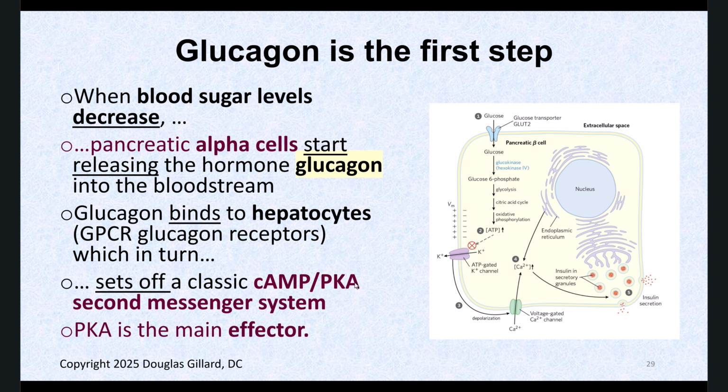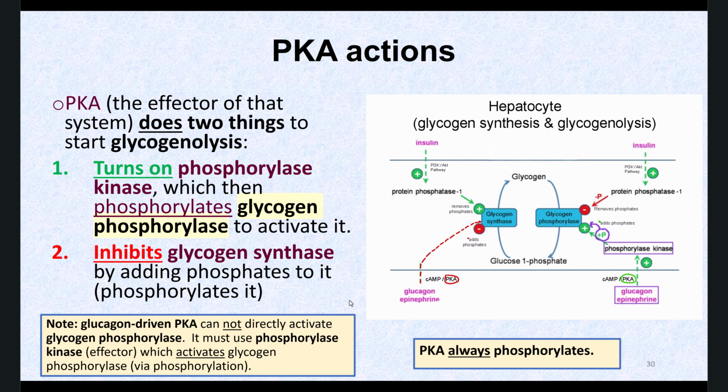And PKA, I'm just going to call it that from now on, that's the effector. That's the one who does the dirty work. So now we're going to talk about PKA and how it works. So what are the actions of PKA? And here's the deal. There's glycogen synthase that we talked about. We're not going to be adding glucose to the glycogen molecule because there's no blood glucose around. So this needs to be shut down, and that's exactly what happens.